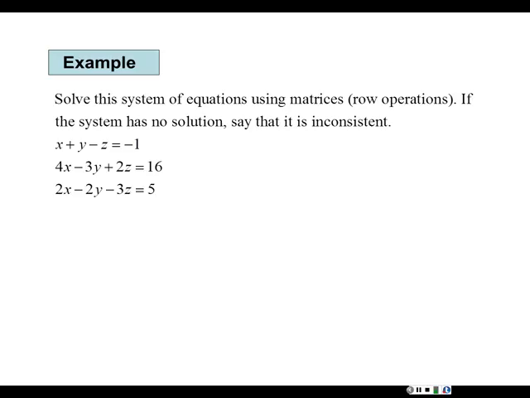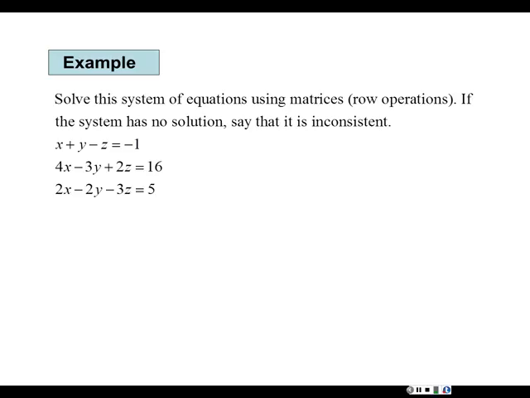So what do you do first? The first equation: I'm writing all the coefficients and the vertical bar: 1, 1, -1, then vertical bar, -1. That's for the first equation. Second equation: 4, -3, 2, vertical bar, 16. Last equation: 2, -2, -3, vertical bar, 5. Now this is what you were given.